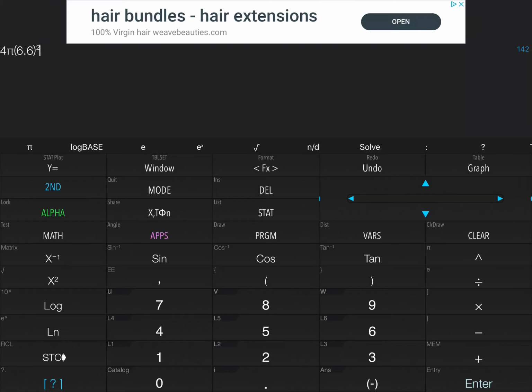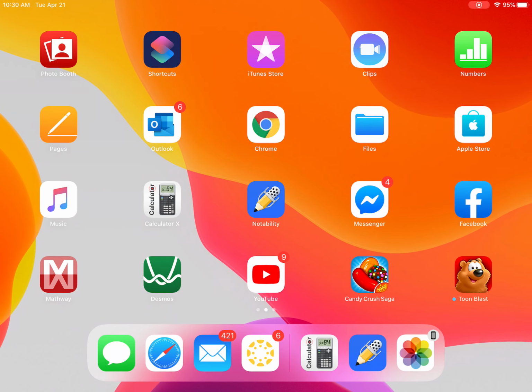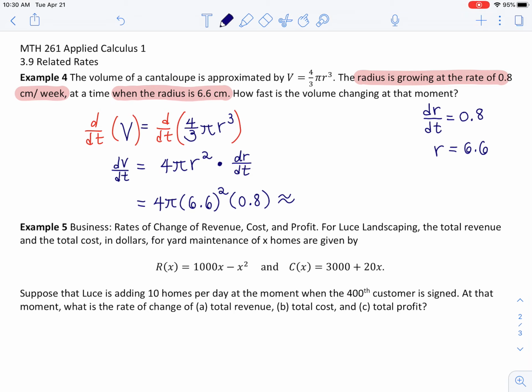Type in 4 pi times 6.6 squared. Get out of the exponent and multiply this by 0.8. When I did that, I got 437.91. All right, let me write that answer down and put some units there too. Okay, so how fast is the volume changing at that moment?